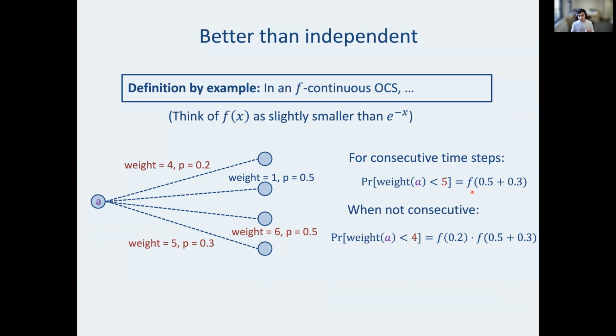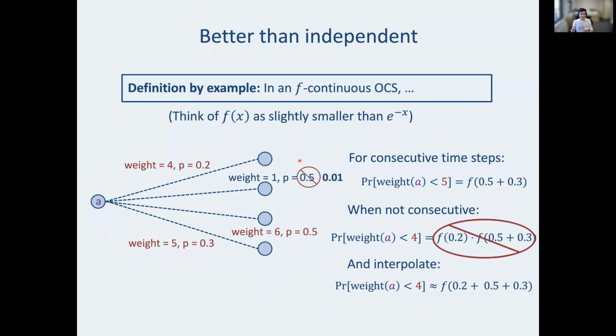In contrast, when the edges we're bounding are not consecutive, so in this case, we're bounding the probability the first, the third, or the fourth edge are not selected, we don't just sum up their probabilities. We don't get f of 0.1. We kind of treat them as pseudo-independent. We want our OCS to guarantee that the probability none of these three edges are selected is f of 0.8, which is the probability this group is not selected, times f of 0.2, which is the probability this one is not selected.